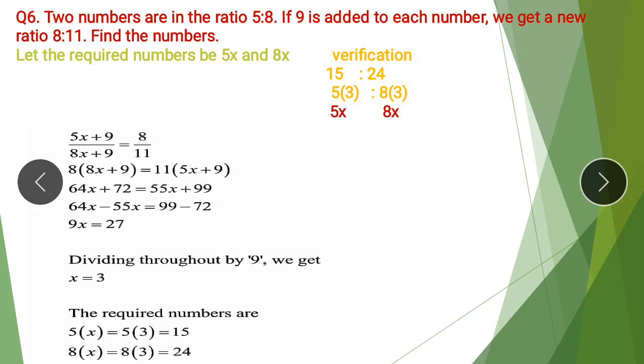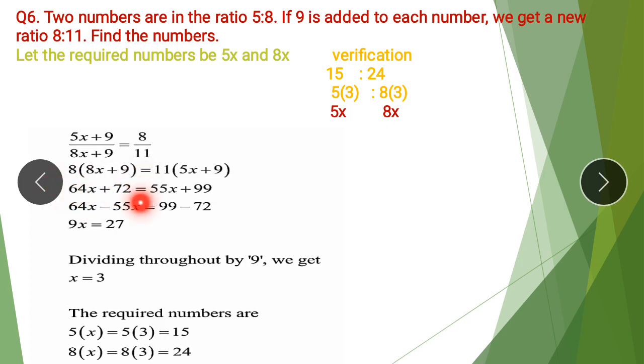What do we have to do then? If 9 is added to each number, means we will add 9 to each of these numbers, then we get a new ratio. Then the ratio will be different, of course, because you are adding something. So the ratio will be 8 and 11. I am writing this in fraction form for further simplification. Here 8x plus 9 is being divided, it will get multiplied with 8. Here 11 is being divided, so it will get multiplied with 5x plus 9.